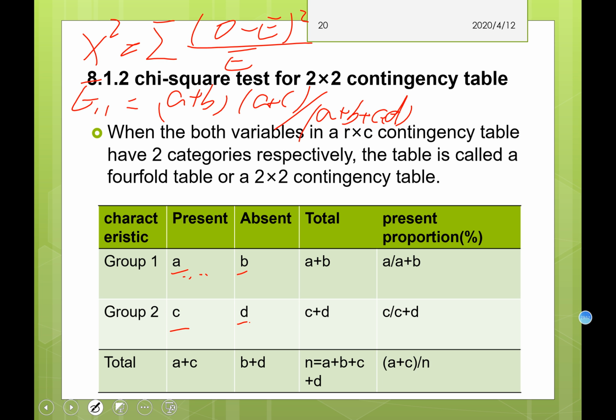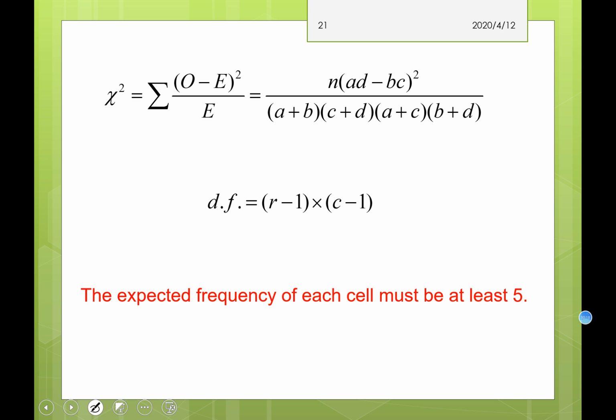And you can find that actually, we can use A, B, C, and D, these 4 characters, to represent the expected frequency. And also, we can use the 4 characters to replace the O. So if we put A, B, C, and D into the general formula, we can get another new formula. So it's here.